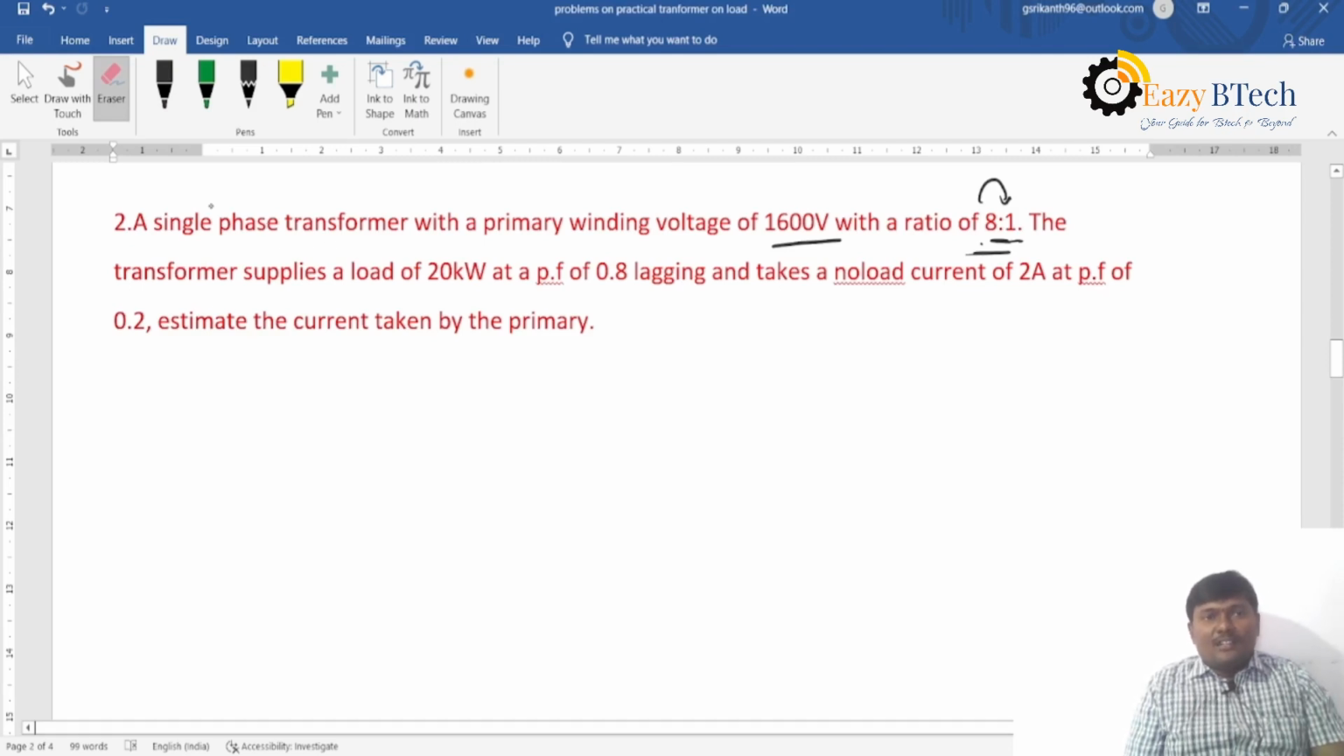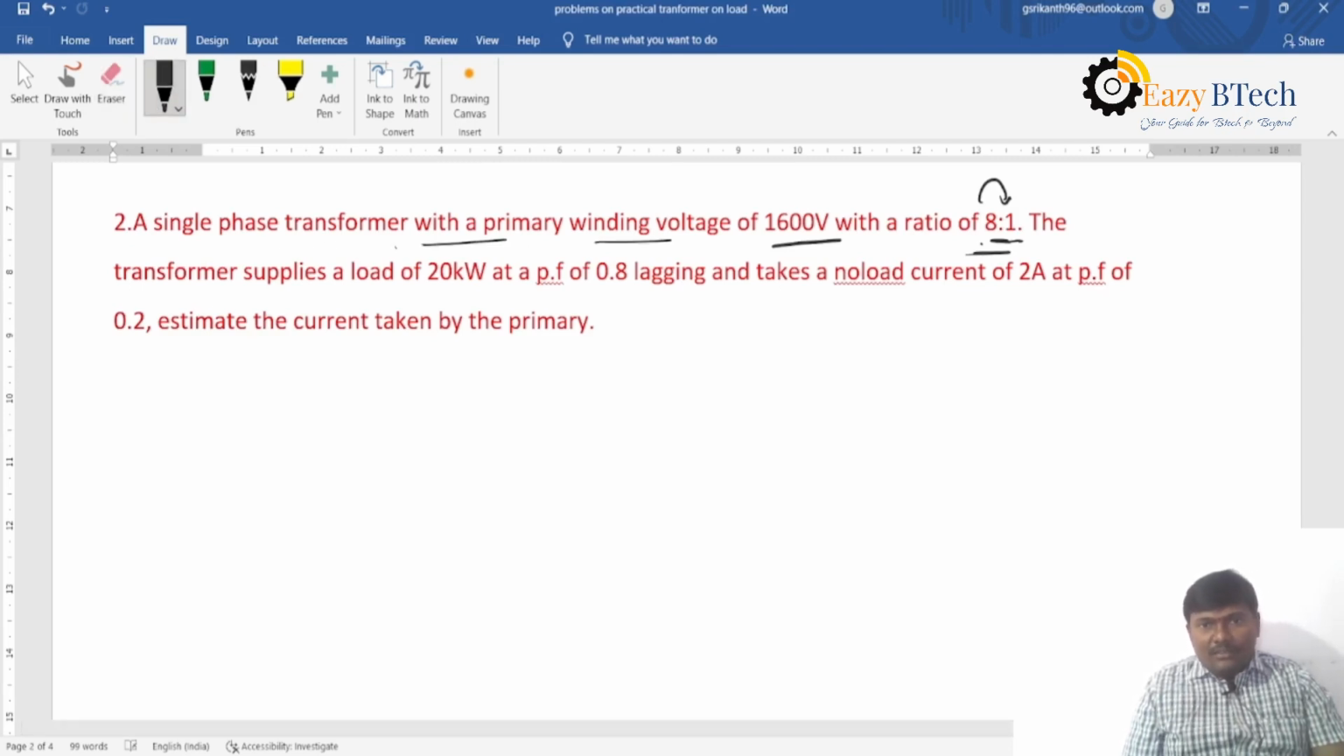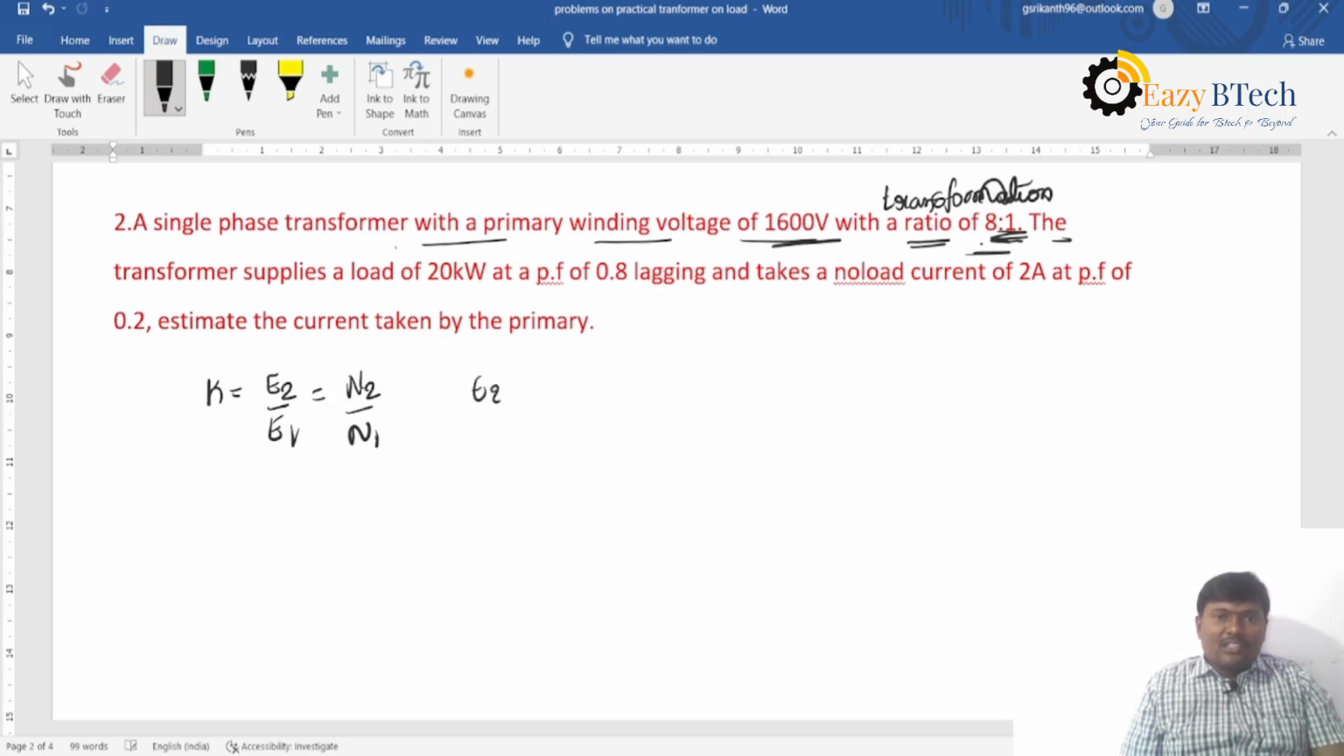A single phase transformer with a primary winding voltage of 1600 volts with a transformation ratio of 8:1. So where K is equal to E2 by E1 is equal to N2 by N1 and the E2 by E1 is given as 8. So from this calculate E2. So 8 into 1600, that should be equal to 12,800 volts. And the primary voltage E1 is equal to 1600 volts.